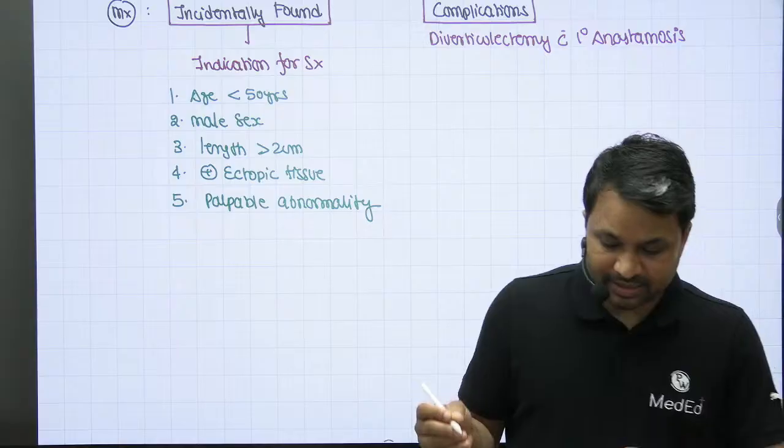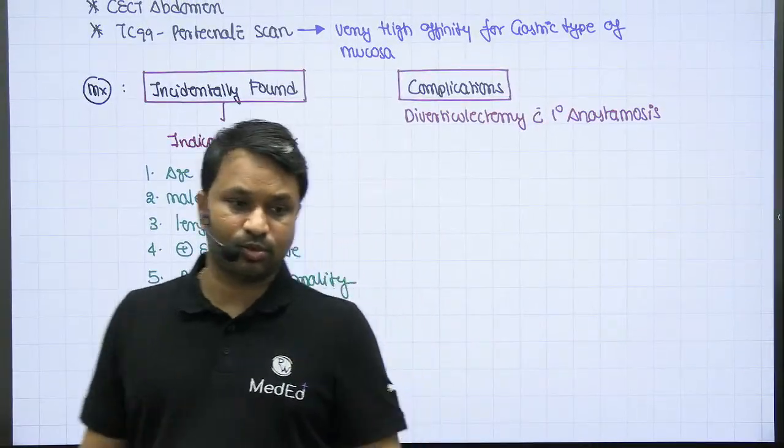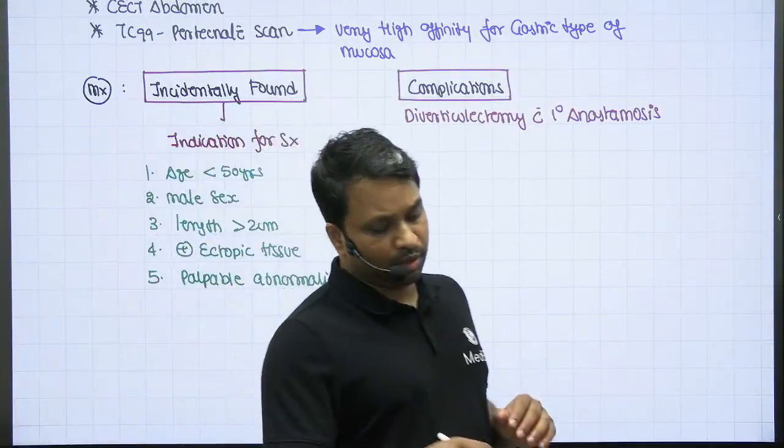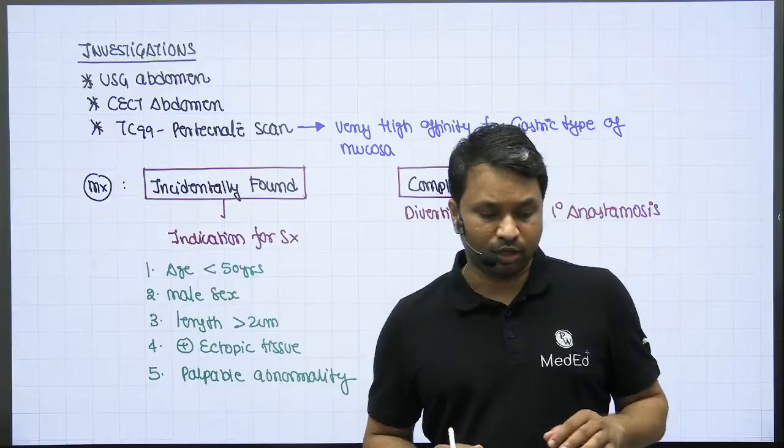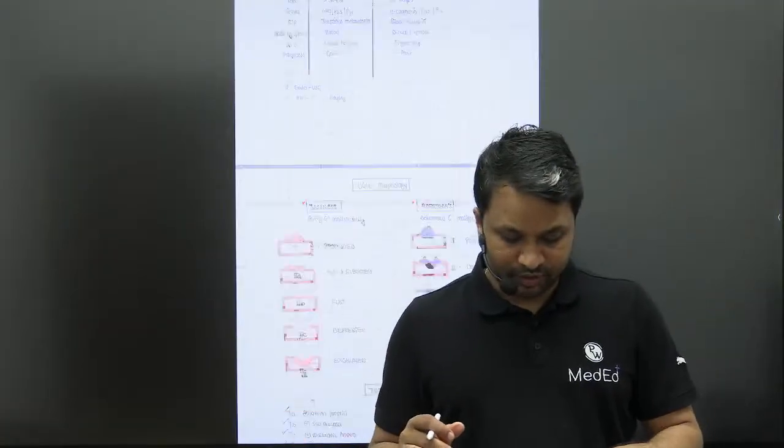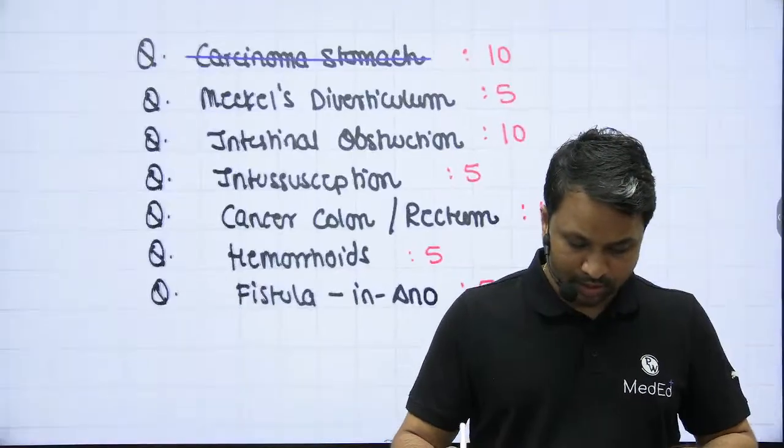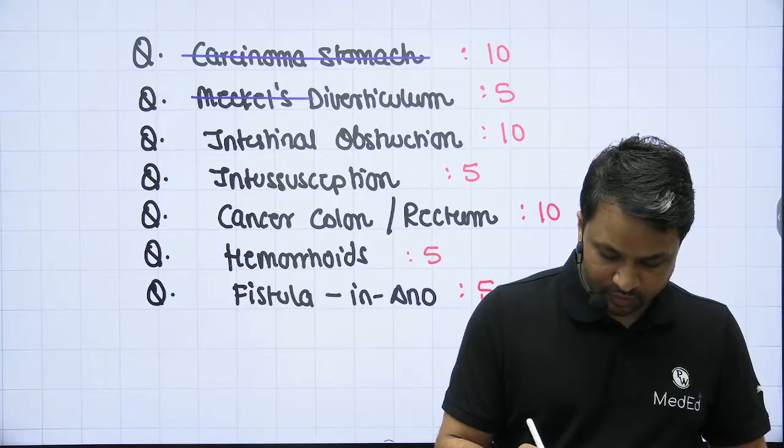the surgery remains the same. That is a diverticulectomy with primary anastomosis, right? So this is how you are going to address your Meckel's diverticulum. Okay, so we have finished your second topic also, that is your Meckel's diverticulum.